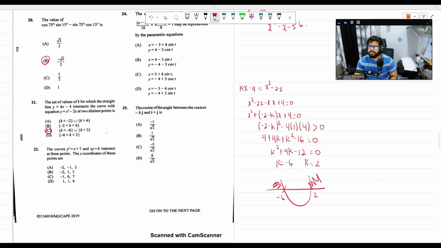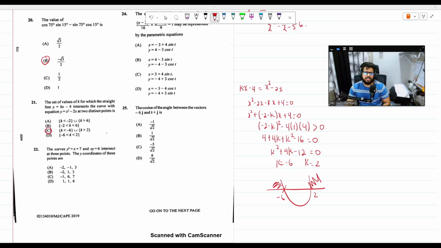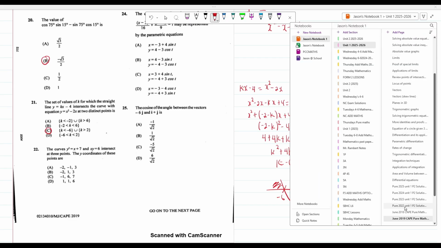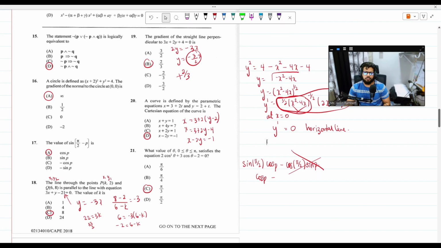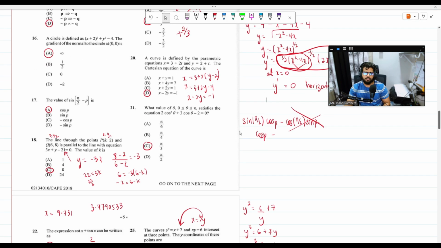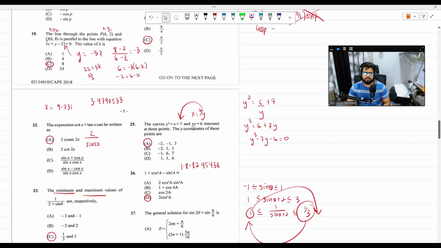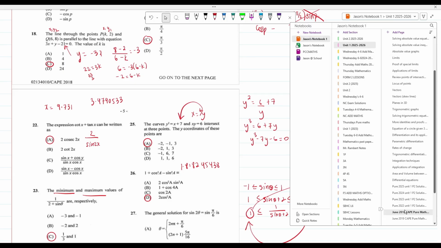Repeat question. Let's check and see. y squared is equal to x plus 7 and xy is equal to 6. Minus 2, minus 1, and 3 are my answers.